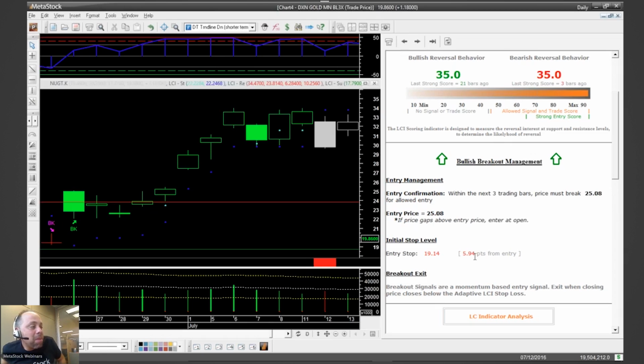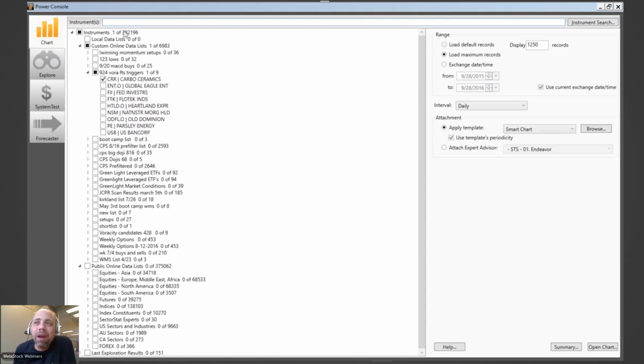Ergus asks, can these methods be used in Forex? Absolutely. Generally speaking, with Reuters, I'm just going to go ahead and cheat right here. We cover about 382,196 instruments, and that includes 192 exchanges, all of the major currency pairs, all of the minor currency pairs, and absolutely you can apply these to Forex.